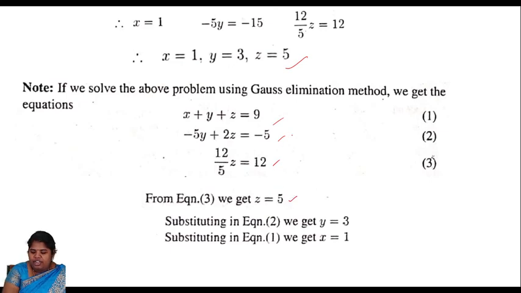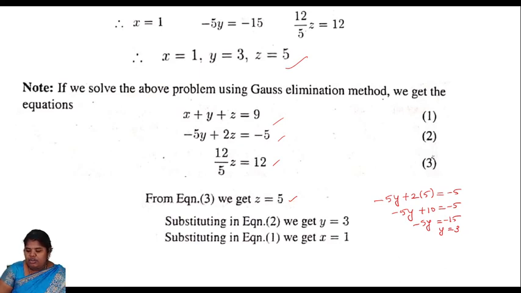So by back substitution we can get the three equations, and from equation 3 we get z equal to 5. Substitute z equal to 5 in equation 2, we get y equal to 3, that is minus 5y plus 2 into 5 equal to minus 5, or minus 5y plus 10 equal to minus 5, minus 5y equal to minus 15, y equal to 3. Now substitute z equal to 5 and y equal to 3 in 1. We get x plus 3 plus 5 equal to 9, or x is equal to 9 minus 8, which is 1. So value is 1, 3 and 5. In both methods we can obtain the value. The values are same.